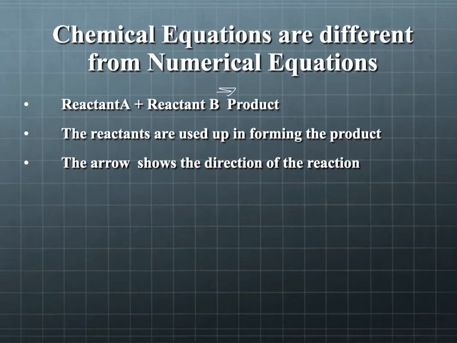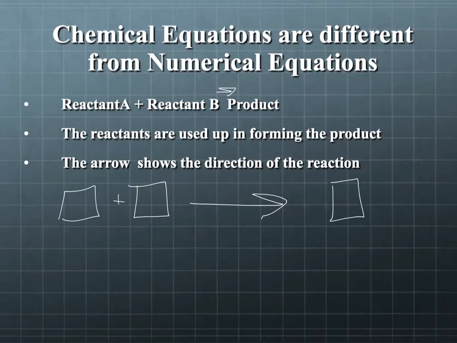What the arrow does is it shows us the direction of the reaction. So whenever I draw an arrow going one direction, that means that all my stuff on this side is coming together to make what's on this side. And that's just how I draw it. So the arrow tells me it's going to the right. I'm going to read this left to right.